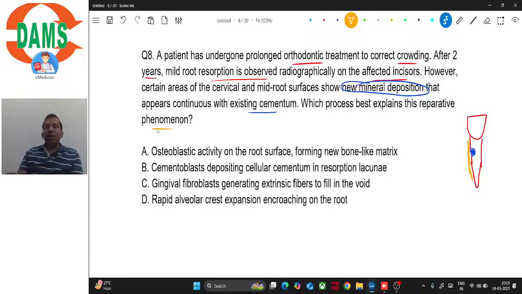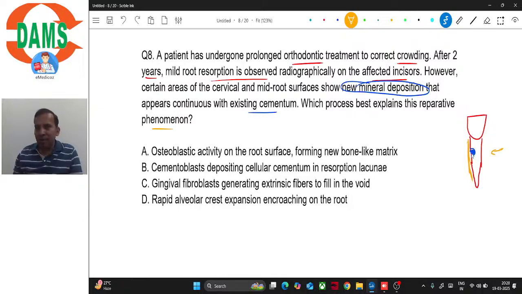So what has happened is that there was a resorption of the root and then deposition of cementum took place in that lacunae, isn't it? We have studied in class that repair takes place in two ways, anatomic or functional. In the anatomic repair, there is a repair of the boundary of the root, as I have drawn in this diagram. So there is a restoration of the boundary, but in functional repair, there is only a reattachment of the periodontal ligament fibers, isn't it? Absolutely, it's option B.